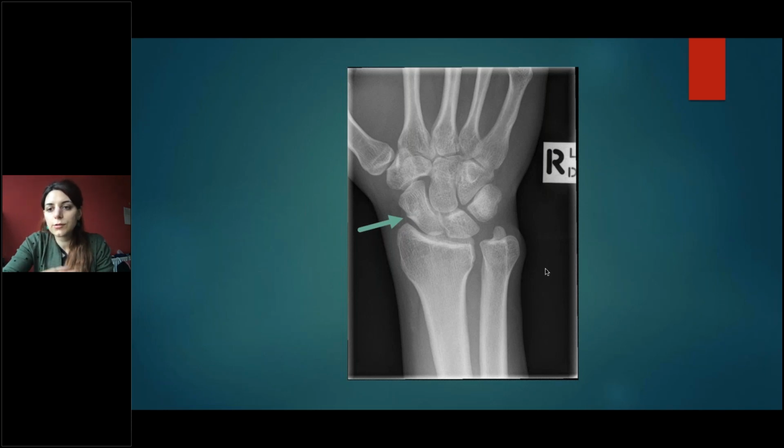So generally what we do in my department is we put them in a splint, refer them to fracture clinic, specifically mentioning on our referral that we are worried about anatomical snuffbox tenderness or scaphoid fracture, so that they have their scaphoid views x-rays when they are seen.